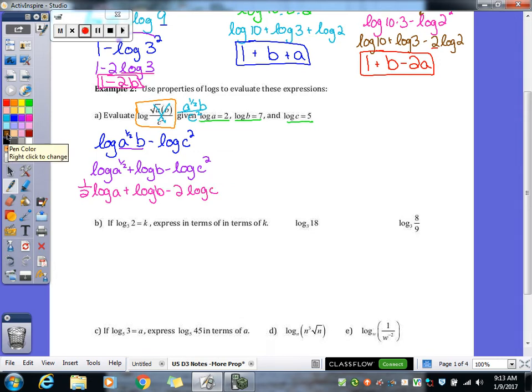And so now I'm going to go ahead and plug everything in. So log a, I'm going to plug in a 2. So I have 1/2 times 2 plus log b is a 7 minus log c is a 5, so 2 times 5. So 1/2 times 2 gives me a 1, plus my 7. 2 times 5 gives me a negative 10. So 1 plus 7 is 8, minus 10 gives me a negative 2. So that's going to be our final answer for that one, negative 2.